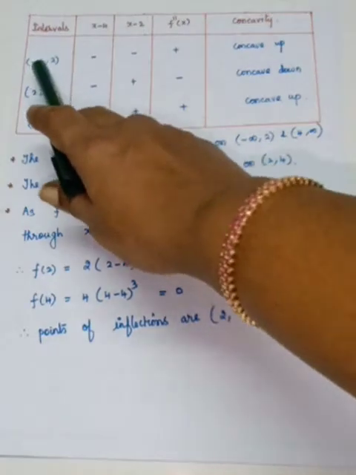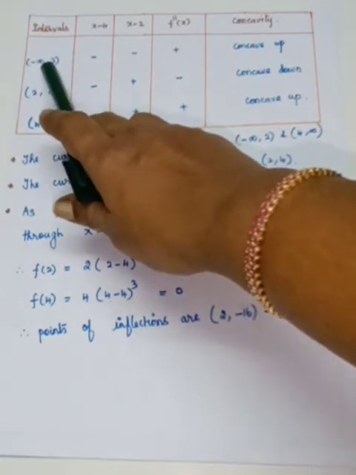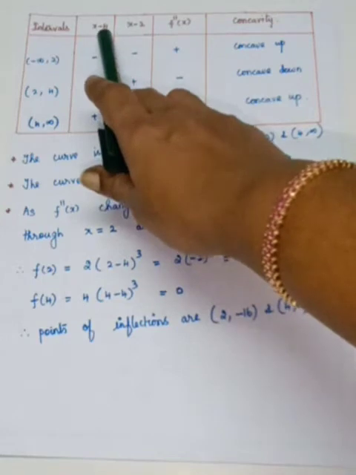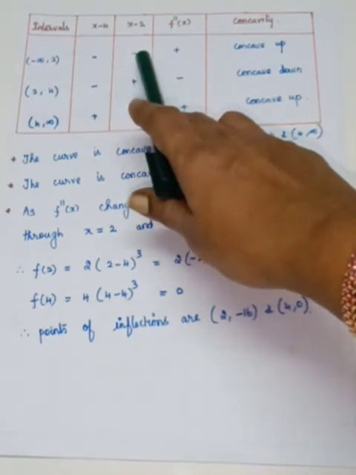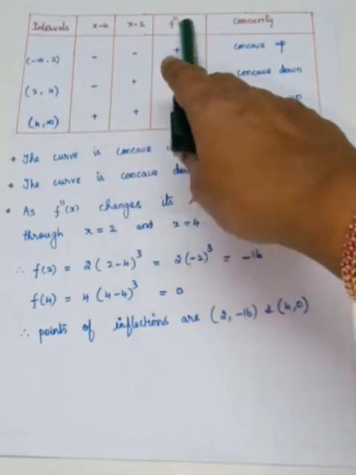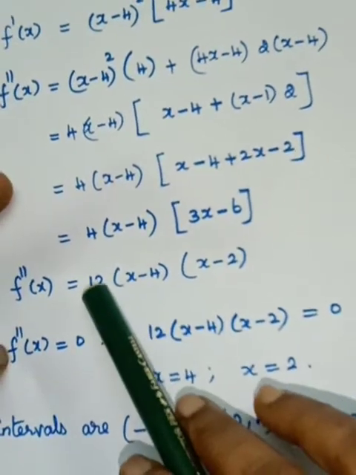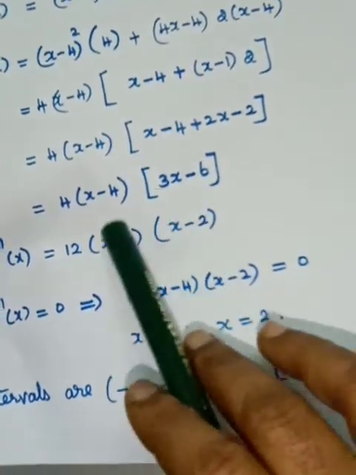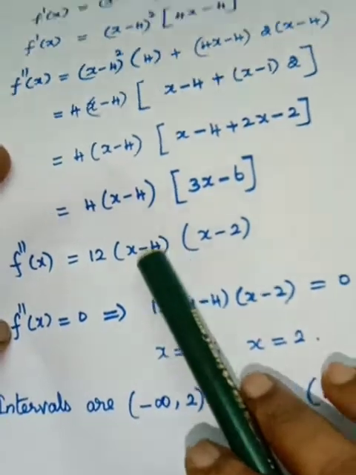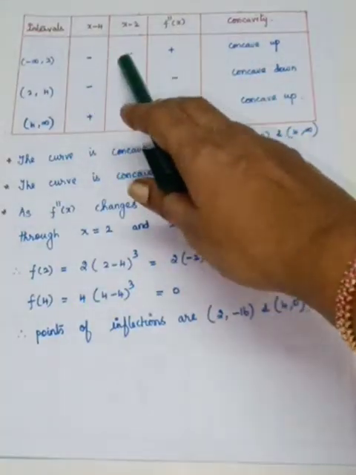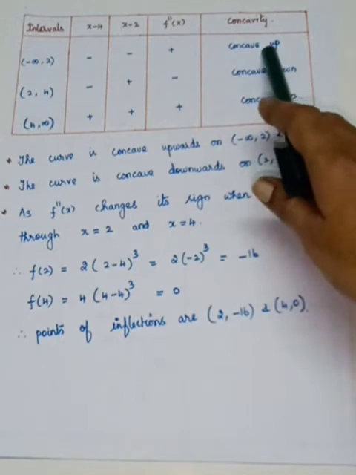So see now, first interval, minus infinity to 2. In that we can take 0. If we take 0, here 0 minus 4 is minus 4, so it is negative. If you substitute 0 here, it is minus 2, that is also negative. And negative into negative, why am I multiplying these two? In f double dash of x, it is x minus 4 into x minus 2, and the 12 is a positive number, so we have to do the sign of x minus 4 into x minus 2 into 12. Here minus into minus is plus, plus into 12 is plus. So in this interval the function is concave upward.